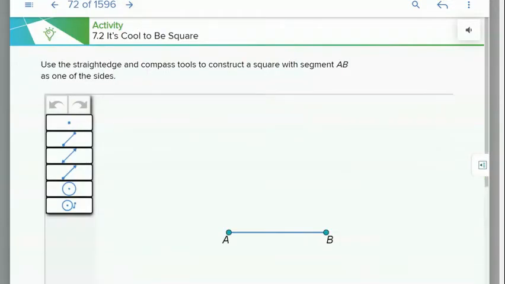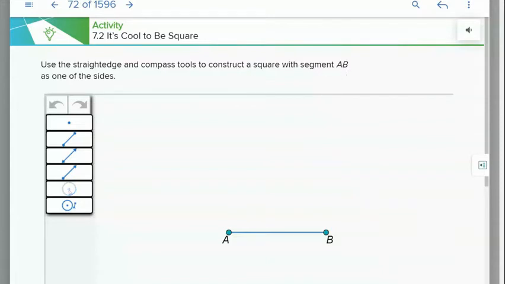All right, activity. It's cool to be square. So I want you to follow along with me using GeoGebra and turn in these constructions that you create on GeoGebra into our classroom for Google Classroom for this lesson. So use a straight edge and compass tools to construct a square with segment AB as one of the sides.